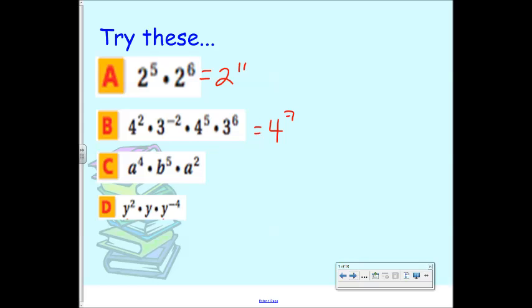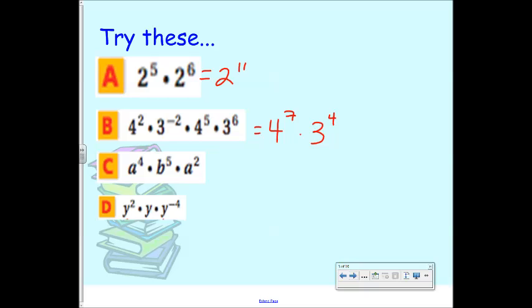And then I have 3 to the negative 2 and 3 to the 6th. So what would that be? 3 to the 4th. Ash, where'd you get that from? Good, because you're putting together a negative and a positive. So if you do negative 2 plus 6, that gives you 4. Perfect. All right, can you combine these? No, they have different bases. You can't combine them, so you're done there.